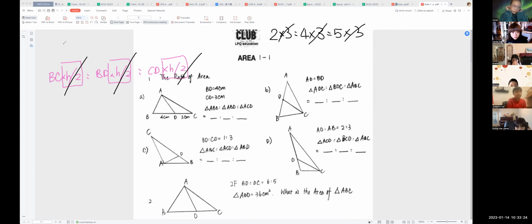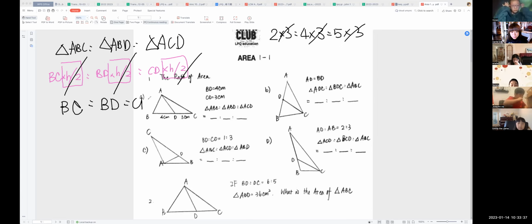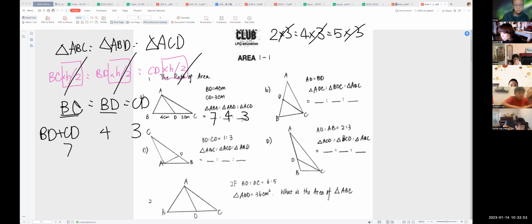So the answer is the area of ABC to area ABD to area ACD exactly equals BC to BD to CD. Understand, everybody? So what is BC? BD plus CD. BD plus CD equals 7. So BD equals 4 and CD equals 3. So it is 7 to 4 to 3. Understand, everybody?